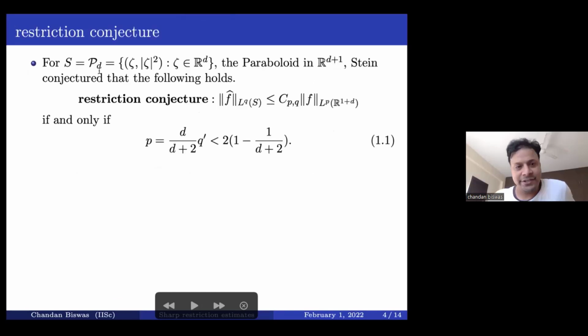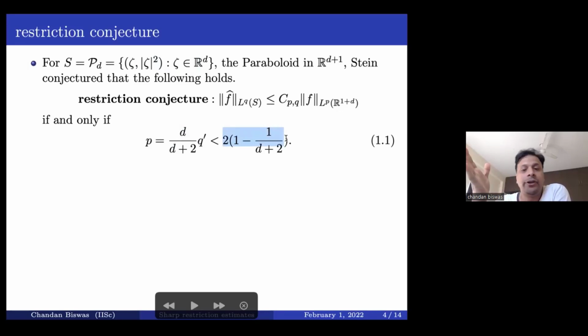So now let's take S to be the paraboloid of dimension d, the set of (zeta, |zeta|^2) where zeta is in R^d. This is the paraboloid in R^{d+1}. In the late 60s, Stein conjectured that the following holds. For the paraboloid, if you restrict the Fourier transform of a function on R^{1+d} to the paraboloid, then the L^q norm with respect to the d-dimensional Lebesgue measure over the paraboloid is bounded by the L^p norm of f if and only if there is the scaling condition between p and q, and also p has to be smaller than 2 times (1 minus 1 over d+2).